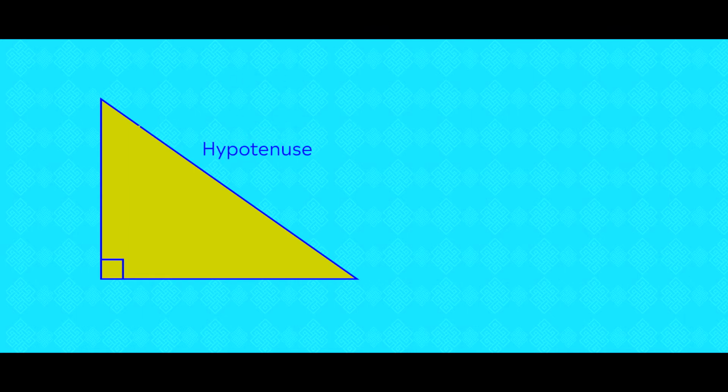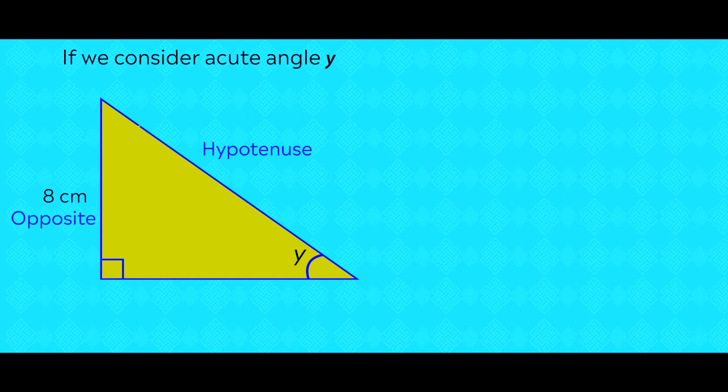Now let us take this right triangle to help you all understand better as to how we name the side lengths of a right triangle. In this triangle, as I've explained earlier, the side length that is opposite to the right angle will always be the hypotenuse, which is the longest side of the triangle. Now, if we consider angle y, with reference to angle y, the side length that is opposite to this acute angle is 8 centimeter, so 8 centimeter will be the opposite side length, and 9 centimeter will be the adjacent side length because this side length is adjoined or next to the acute angle.